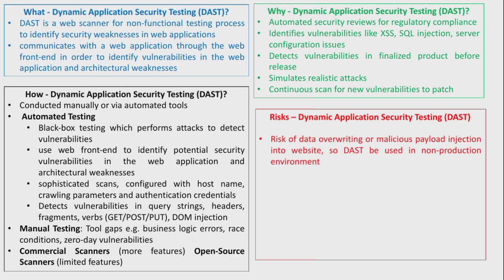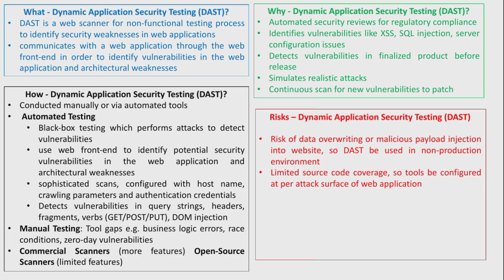Now there are certain risks associated with dynamic application security testing. There are risks of overriding the application data or malicious payload injection while conducting these automated tests. Therefore, these tools should be used in a non-production environment. So you have to deploy your web application in a non-production environment, and then use these tools to test your web application before deploying it on the production systems.